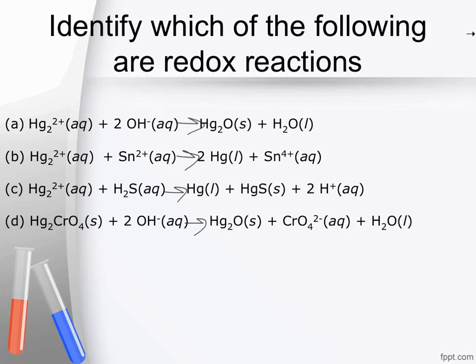Alrighty, so let's just start with A. This is an ion. Oxidation number, since it has overall +2 charge, but there are 2 mercury, each mercury has a charge or an oxidation number of +1.